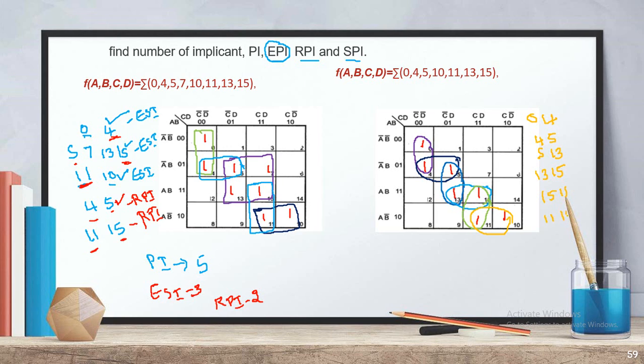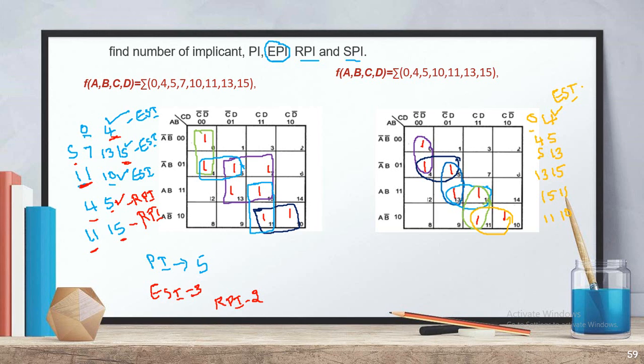In this, first you have to find which one is an essential group. First, if you take 0, it is not present in any other group. So this we can call essential. The cell that is not contained in any other group, that particular group is known as an essential group.